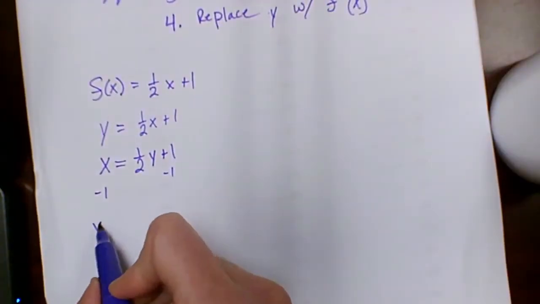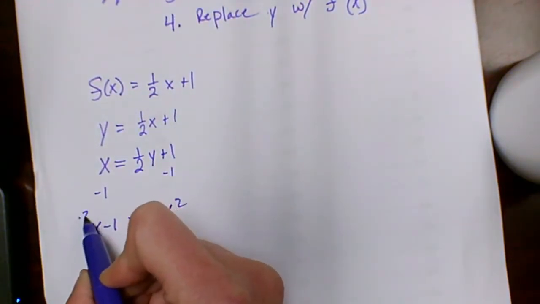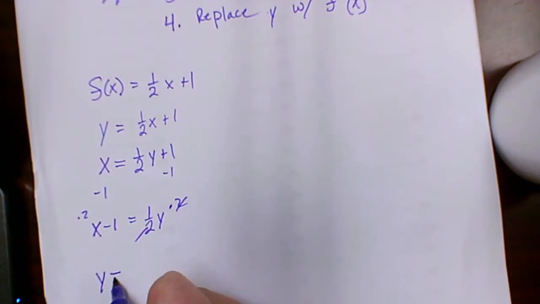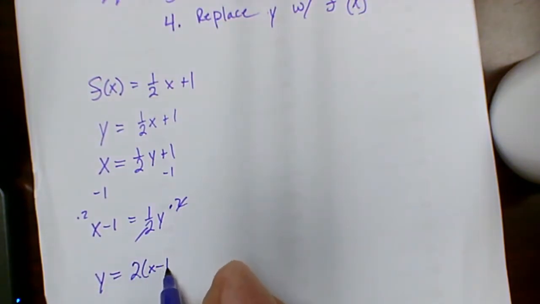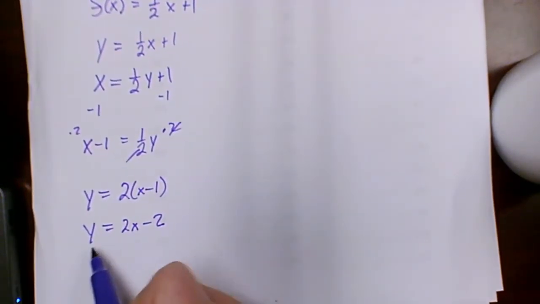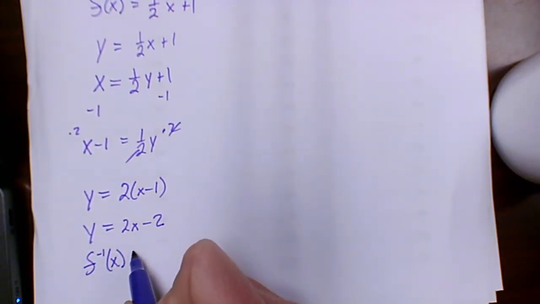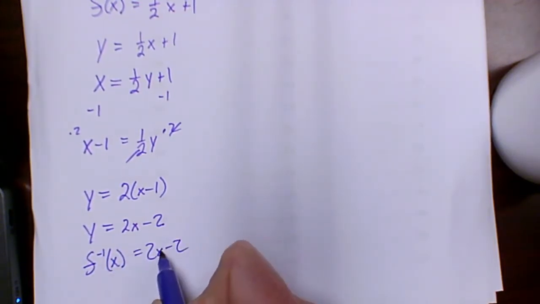So subtract the 1, multiply by 2 to both sides. Y equals 2 times x minus 1, or y equals 2x minus 2. And then this is your inverse function. You can replace that with the inverse function notation, and there we go. So the biggest thing that you need to remember is interchange x and y and solve for y. That's it.